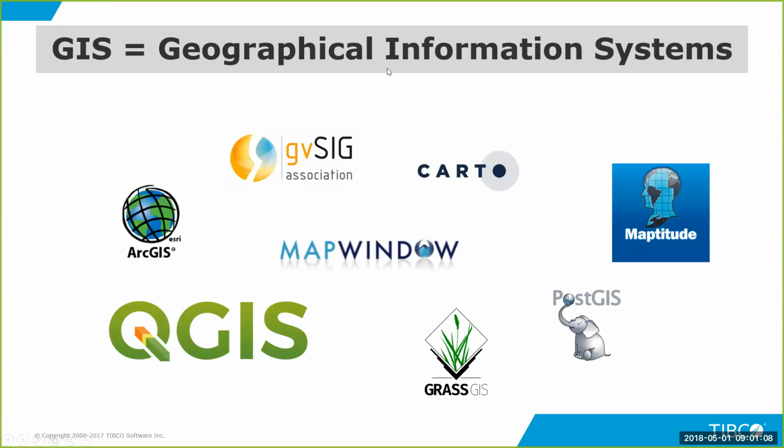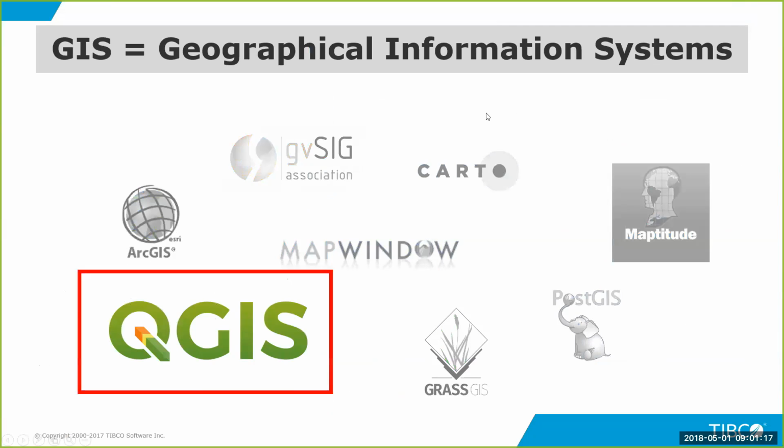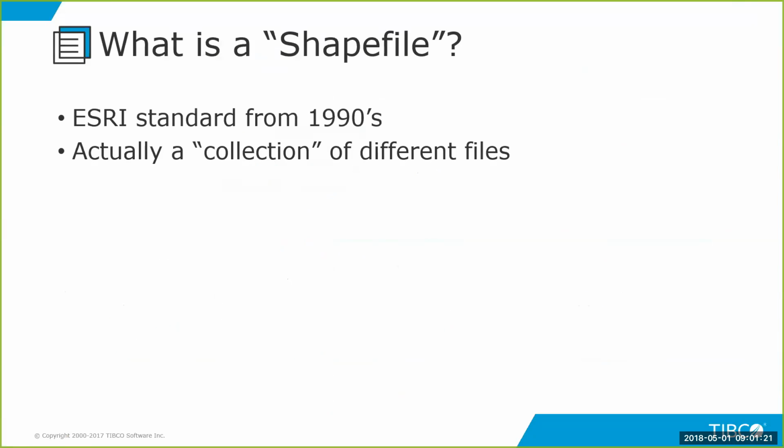So GIS is Geographical Information Systems. There's various different products out there for working with GIS. Today, we're going to focus on QGIS, and this is something you can download online for free. A shapefile is an Esri standard. Esri is a company, and it's a standard from the 1990s, and it's actually a collection of different files.